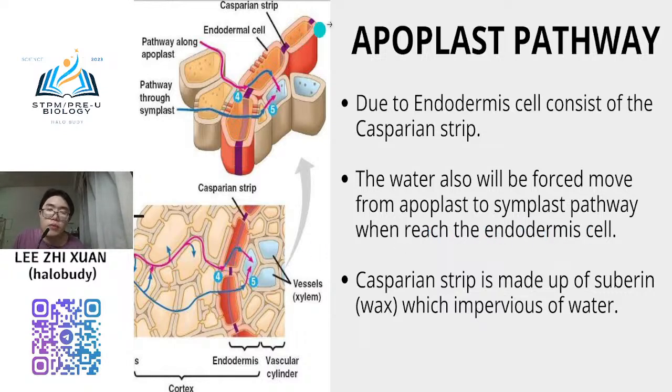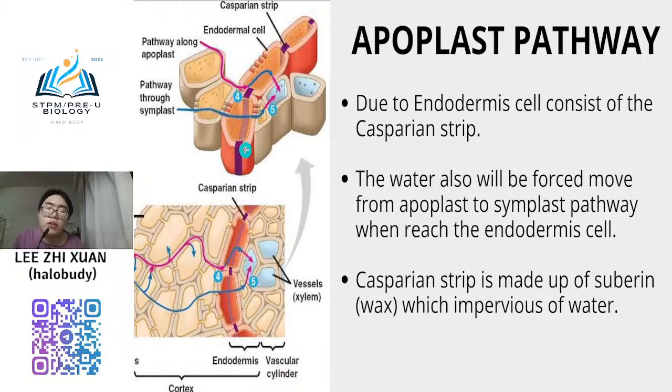So you see this red color. Actually, it is not red in real situations, you cannot see the red color, but the diagram just wants to show you that the endodermis is the last layer before the water enters the root xylem vessel. This is the final layer. So why does the water need to be forced out to the symplast? Why can the water molecule not go directly to the root xylem in the apoplast pathway?